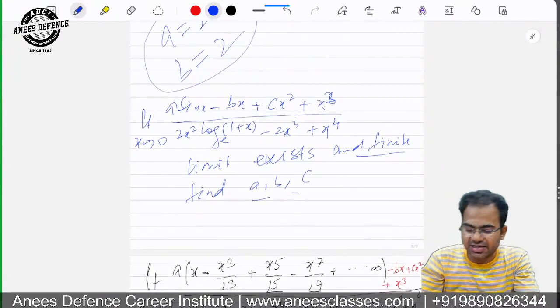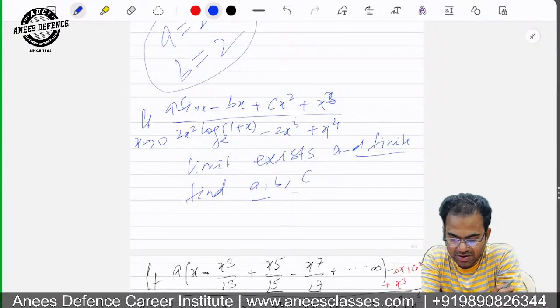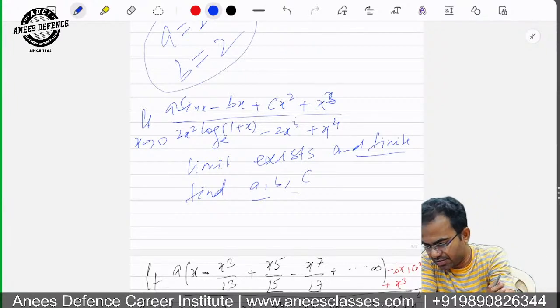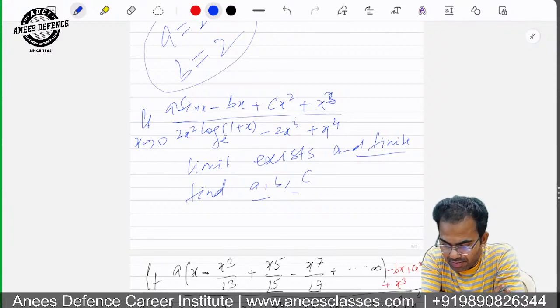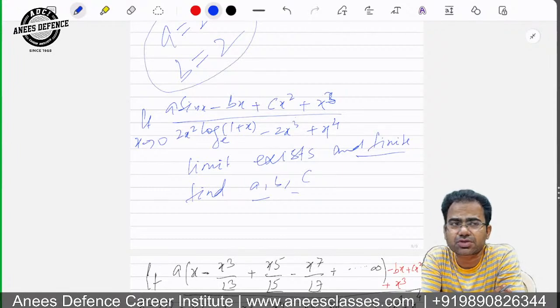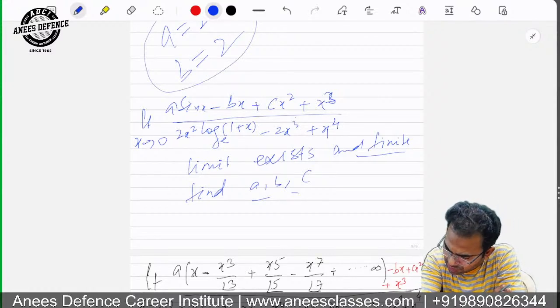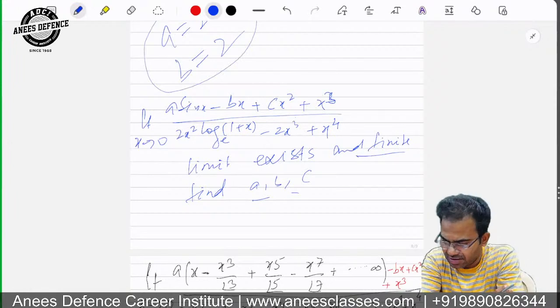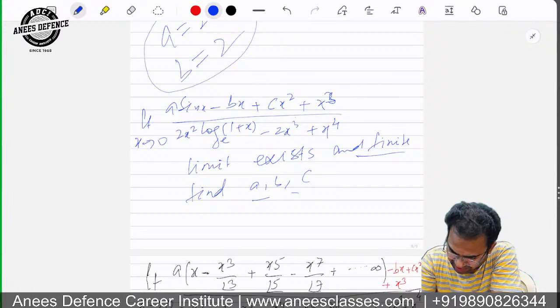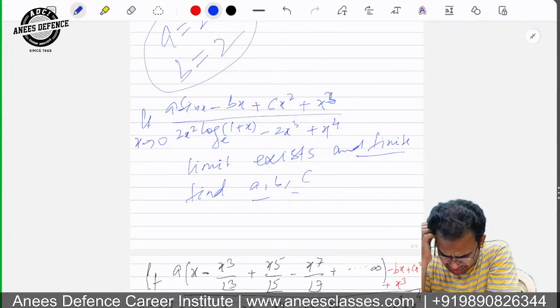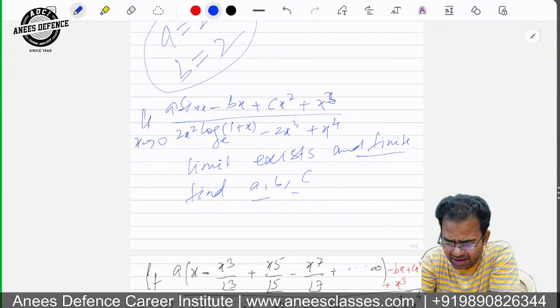Our expression is a sin x minus bx plus cx square plus x cube, whole divided by 2x square into log 1 plus x to the base e, minus 2x square plus x to the 5. The limit exists. Here the limit of this expression will exist at x tends to 0. That means LHL and RHL are equal at x tends to 0, okay?